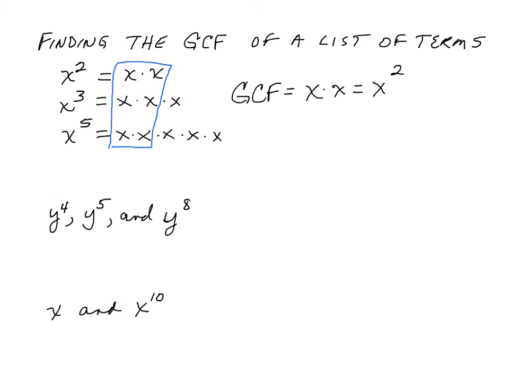So when you have y to the fourth in the next example, y to the fourth, y to the fifth, and y to the eighth, you should be able to just look at it and say, well, the GCF is going to be y to the fourth. Because inside of y to the fifth, there is a y to the fourth. Inside of a y to the eighth, there's a y to the fourth there as a factor. So you don't have to go through everything that I went through in order to figure it out. So between x and x to the 10th, the GCF is going to be what? Which one has the smaller exponent? Just x.